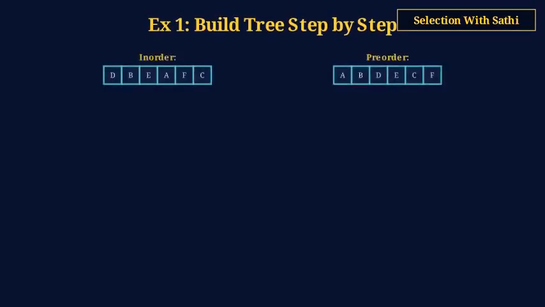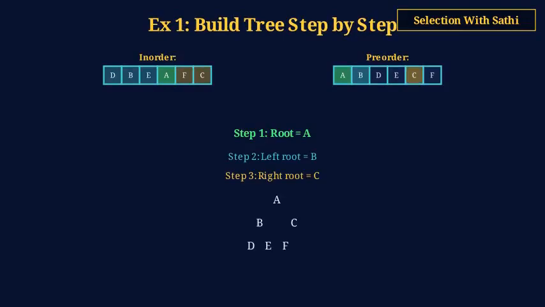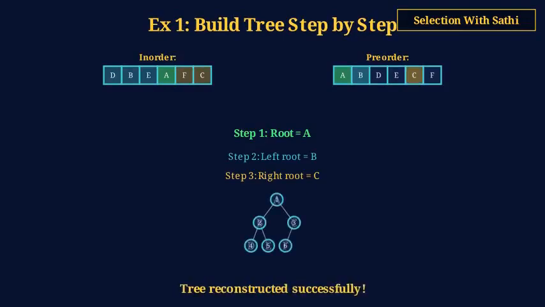Let us build a tree from Inorder 4, 2, 5, 1, 6, 3, 7 and Preorder 1, 2, 4, 5, 3, 6, 7. Pop 1 from Preorder. Root is 1. Find 1 in Inorder at index 3. Left subtree Inorder 4, 2, 5, right subtree Inorder 6, 3, 7. Pop 2.